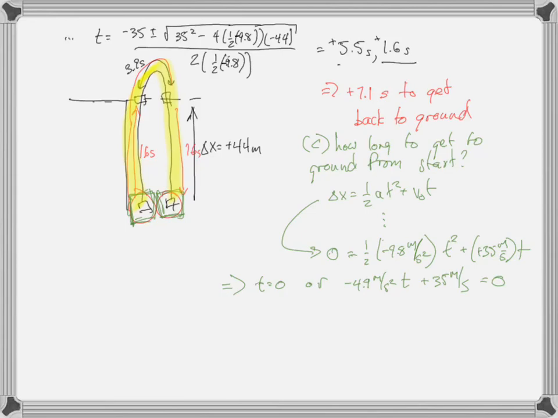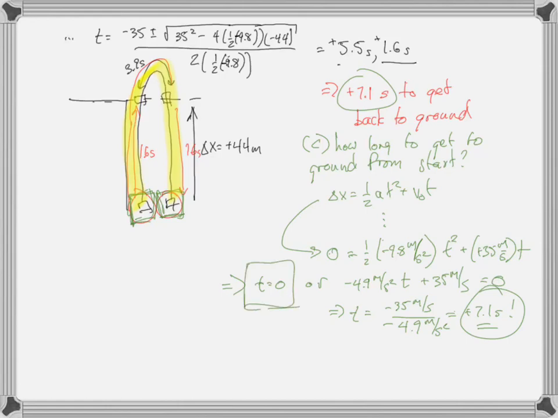So one possible answer is t equals 0. The other possible answer is t equals minus 35 meters per second over minus 4.9 meters per second squared. I copied that wrong. Lo and behold, that is positive 7.1 seconds. Yay, it works out, right? This number is the same as this number. Excellent.